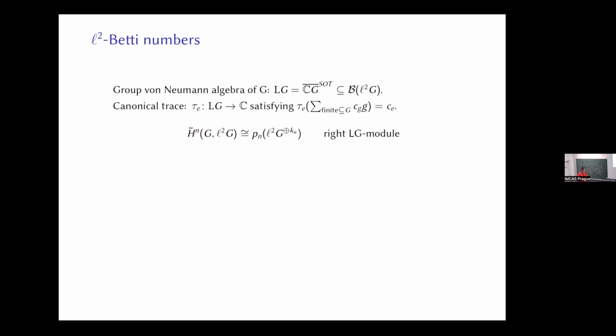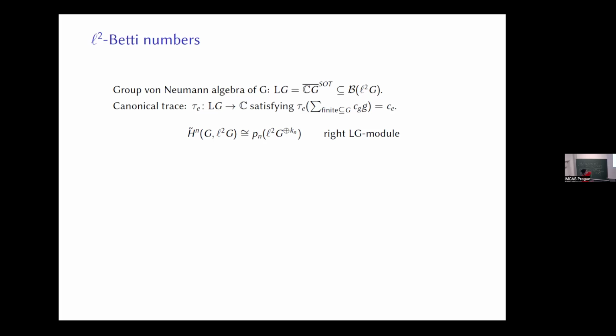And now here is one thing to observe. We have our module, or our reduced cohomology, and this is a right module because we have the action of G on L2 of G, and that extends to the action of the group von Neumann algebra on this module. And as a right module, this is just a projection times L2 of G, a direct sum of L2 of G's. And what is this projection?